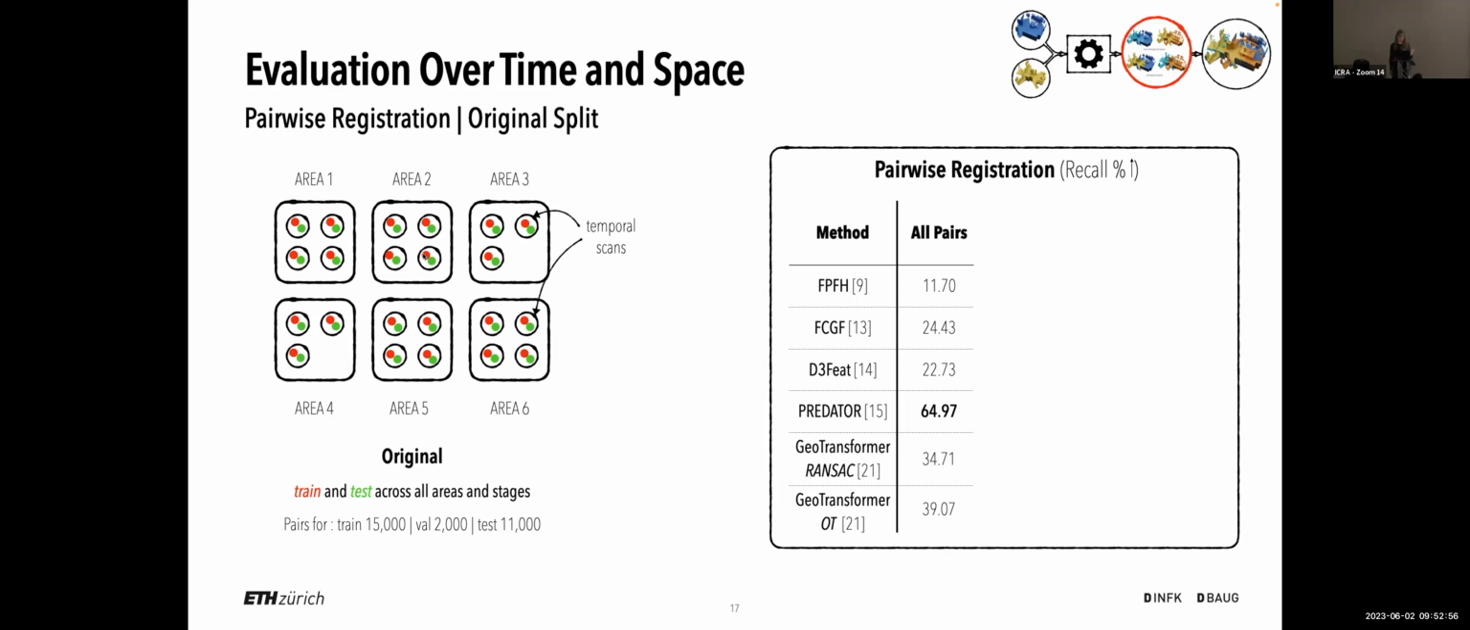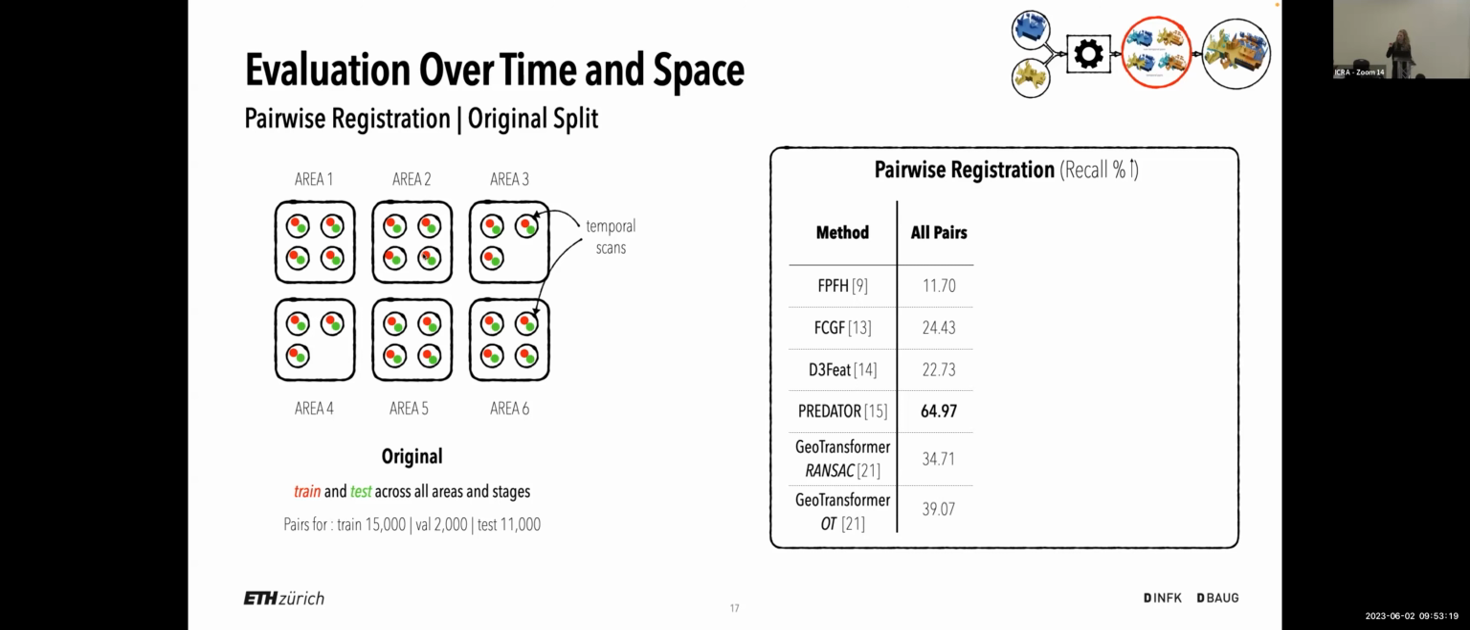We have two more splits. One is to understand generalization over different scans. The second is to understand generalization within one area over time. So can we learn from the beginning and then be able to do more in the future for the same area? But for the sake of time, I will show you only the original split today. Here you can see the different methods that we tried.